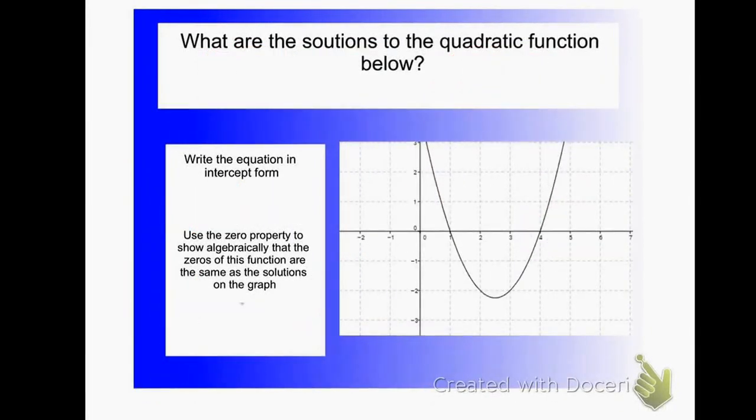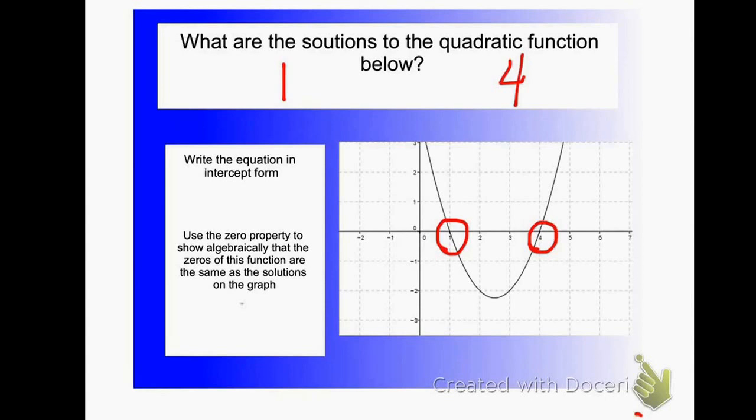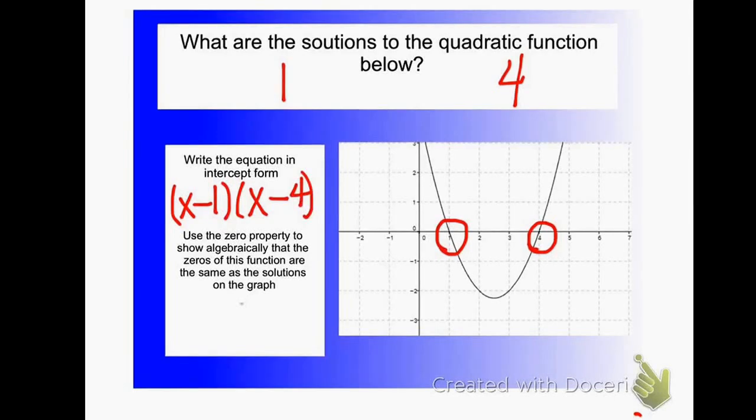Let's do it again. What are the solutions to the quadratic function below? If I look at the graph and find my x-intercepts, I know my x-intercepts are at 1 and 4, so those would be my solutions. All right? To show it algebraically, I would write it in intercept form, so I would say x, the opposite of 1 is -1, times x, and the opposite of 4 is -4. So I use the zero property to show algebraically that the zeros of this function are the same as the solutions on the graph.